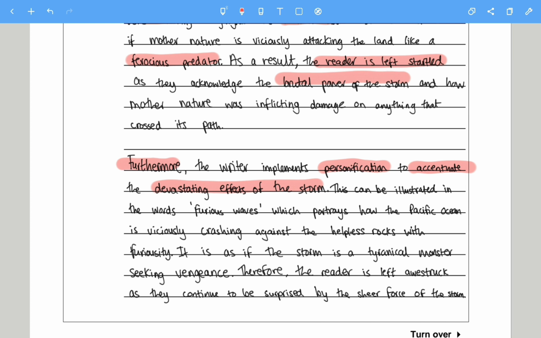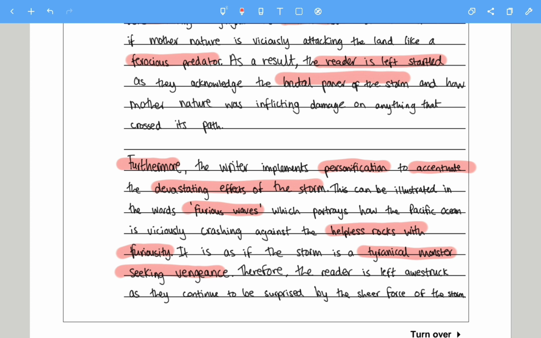This can be illustrated in the words furious waves, which is my quote, which portrays how the Pacific Ocean is viciously crashing against the helpless rocks with furiosity. It is as if the storm is a tyrannical monster seeking vengeance. Look at the perceptive commentary.